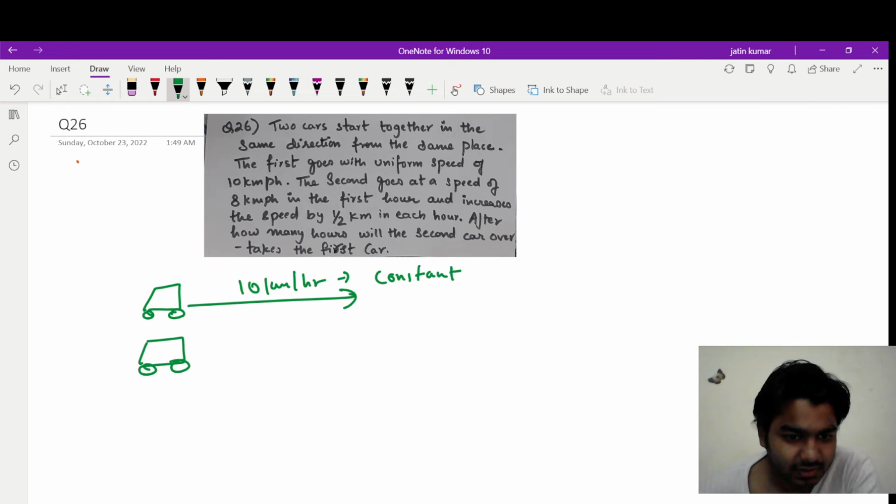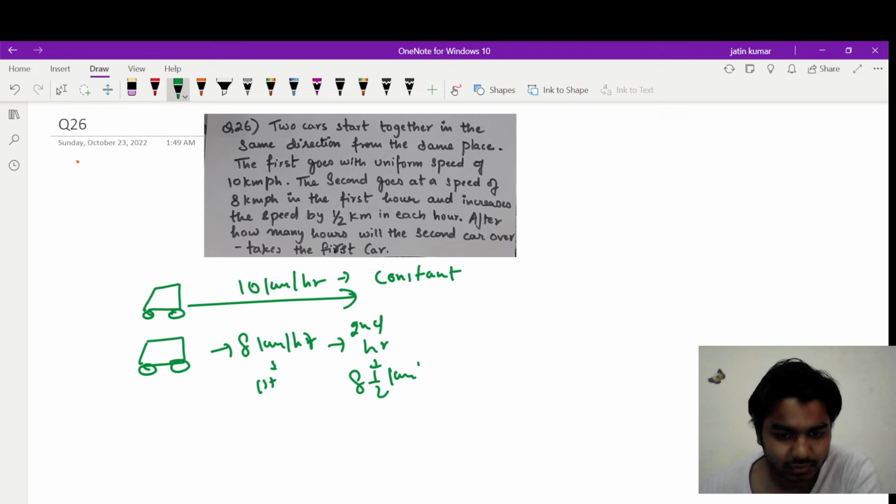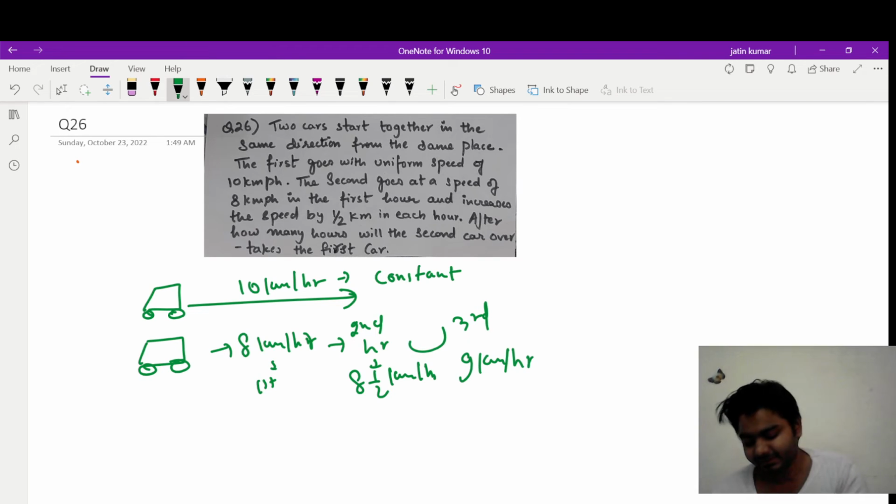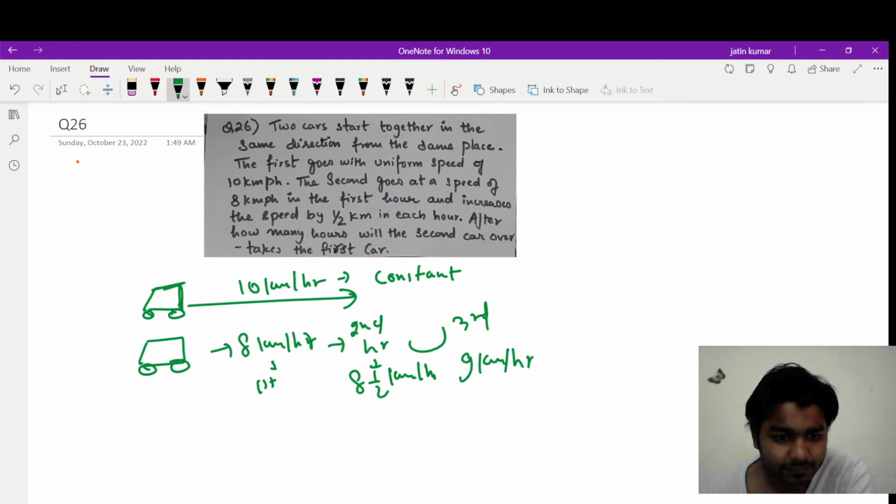Okay, and the second car goes with 8 km per hour in the first hour. Then it increases its speed by 1/2 km every hour, so the second hour will be 8 and 1/2 km per hour. Third hour, 9 km per hour. It is increasing its speed gradually by 1/2 km per hour. The first car is going with a constant speed, but in the first hour the first car will go faster than the second car.